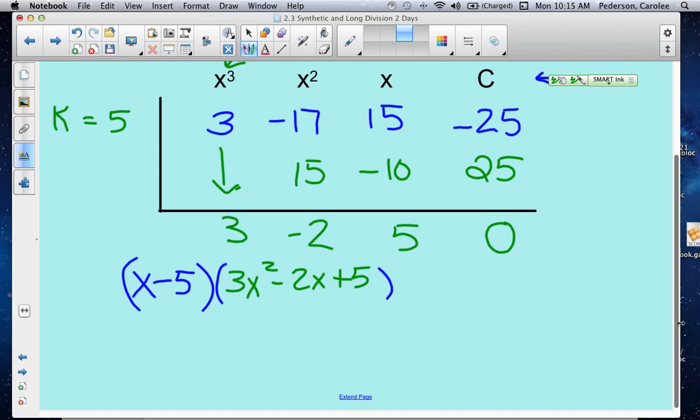If you were to go and multiply that back through, distribute x minus 5, you'd be back to that original cubic function. I'm going to stop the recording there.